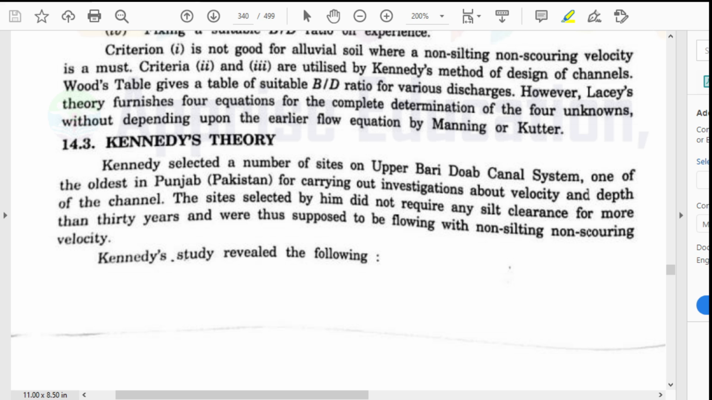I'll go to Kennedy's theory. Okay, now as I have explained, Kennedy was one of the engineers. They selected a number of sites on the upper Bari Doab canal system. This canal system is one of the oldest canal systems in Punjab. Now they investigated this whole canal system for velocity and depth of channel. Okay. Now the problem is that the sites selected by him did not require any silt clearance for more than 30 years. Okay.